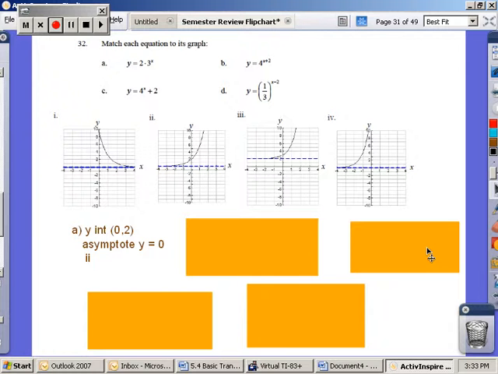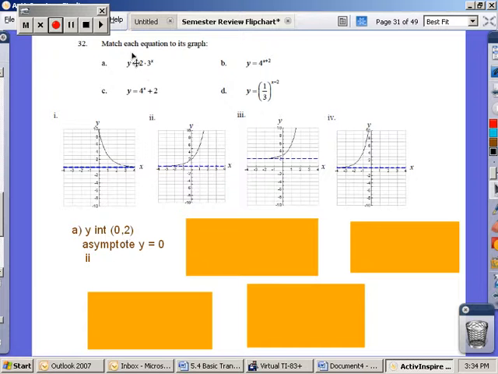Let's go over a few things about letter A. To find the y-intercept, you plug 0 in for x, so 3 to the x power is always 1. Anything raised to the 0 power is always 1. 1 times 2 is 2, so I get (0, 2).